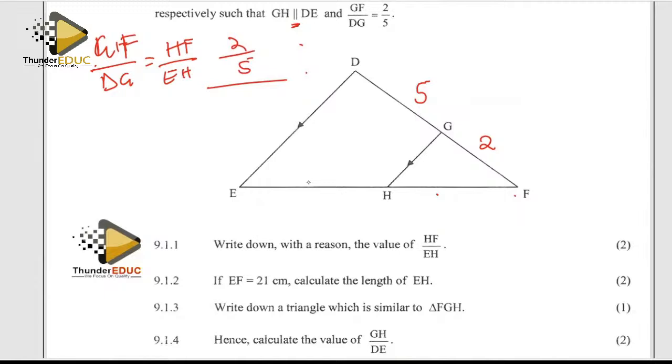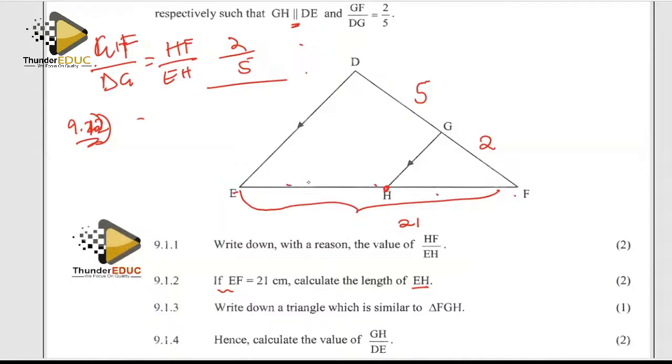Then they want us to find EH if EF is 21. So we're saying if the whole of this is 21, can we find EH? So there are two ways of doing this, but let me choose the shorter way. So I'm going to say we're looking for EH.